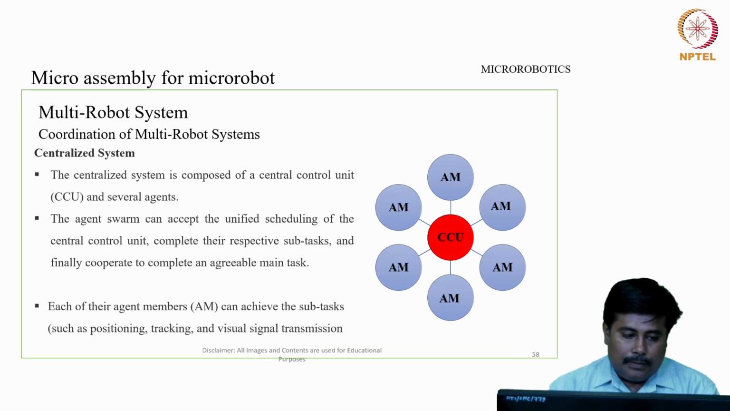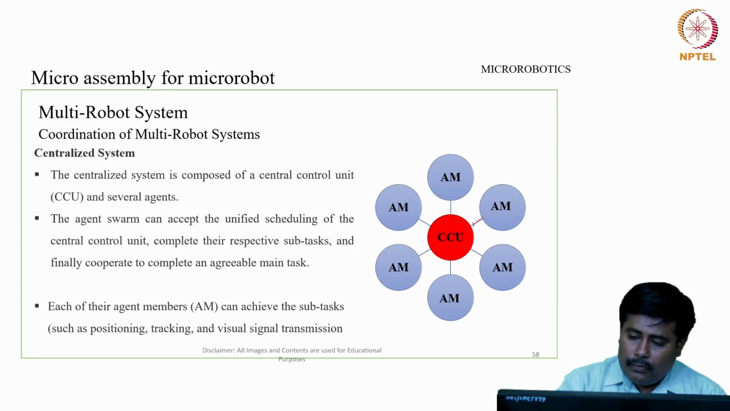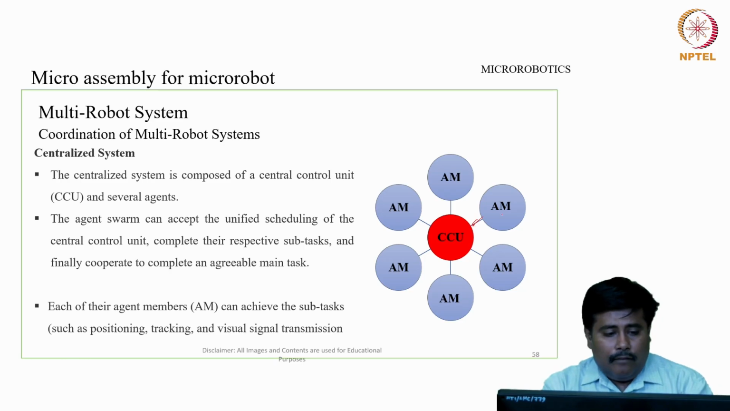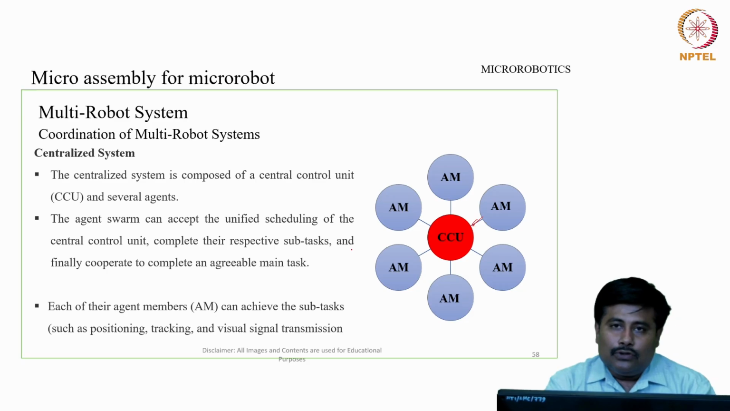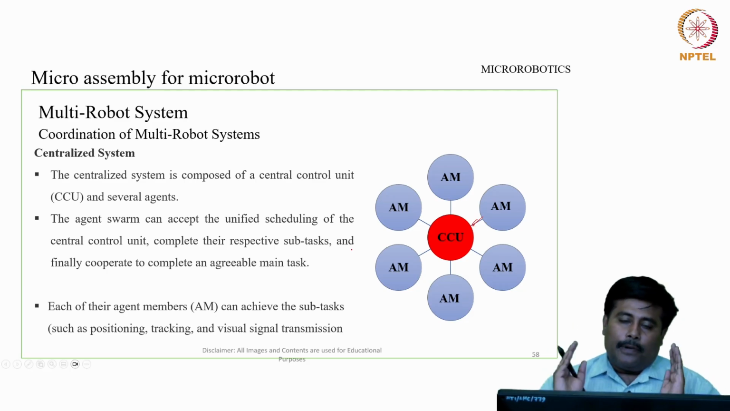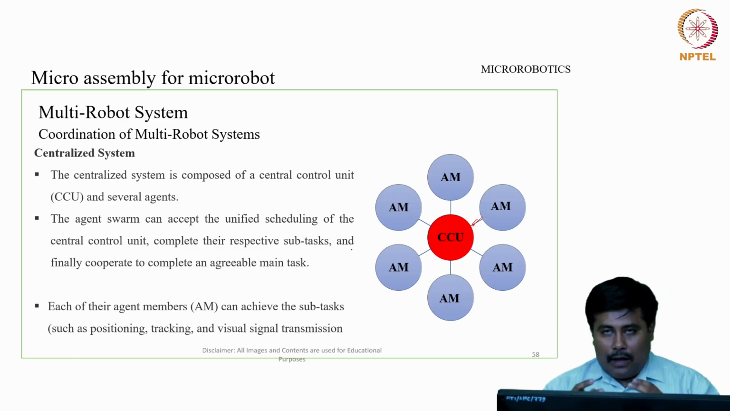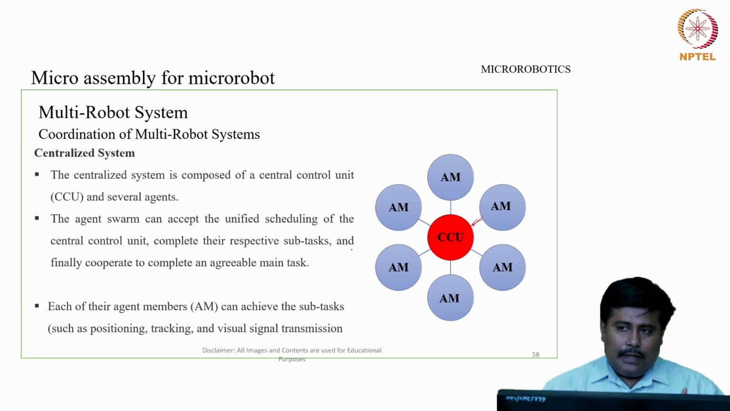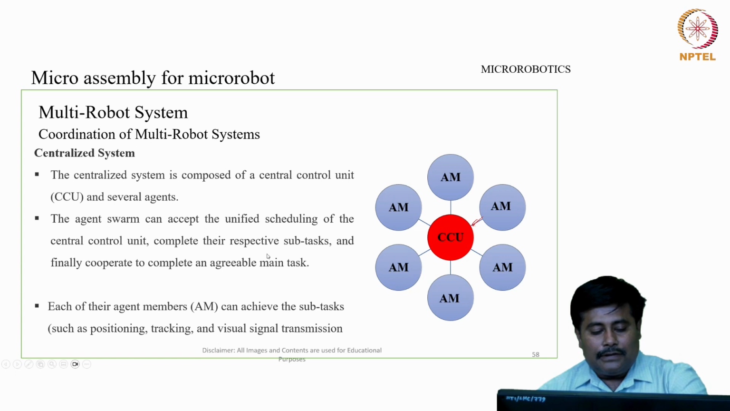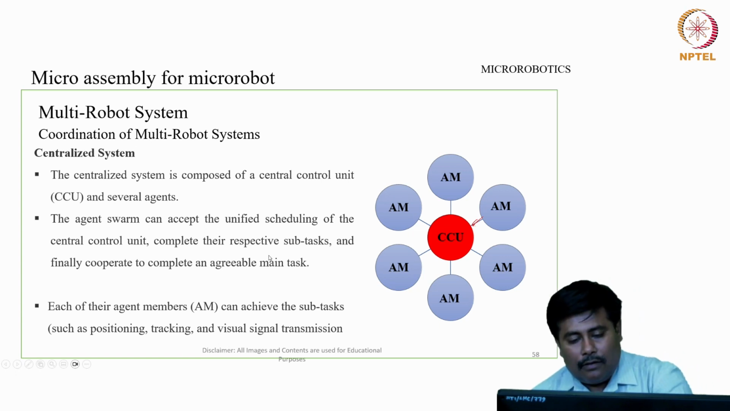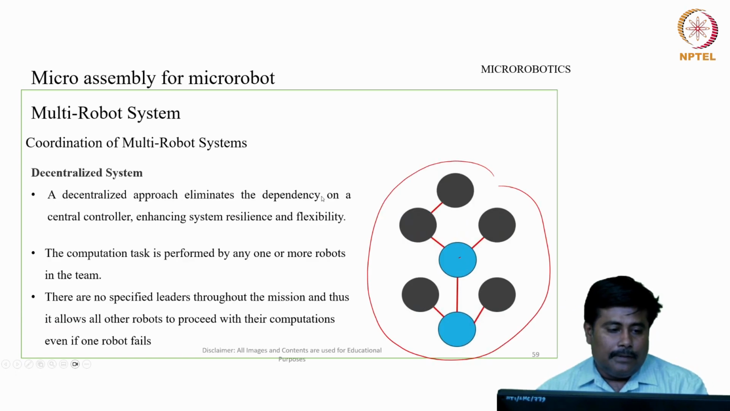So in this particular case, the CCU is considered to be the centralized system, and we have a multiple system which has agent members. Through this centralized system, the coordination happens appropriately among the agent members, and there is a continuous motion which persists over here. This is the overall configuration of a centralized system.